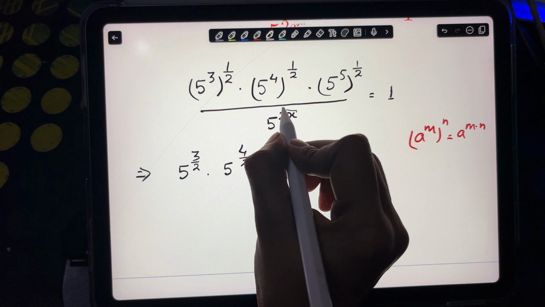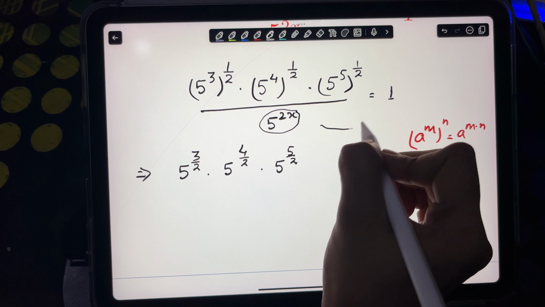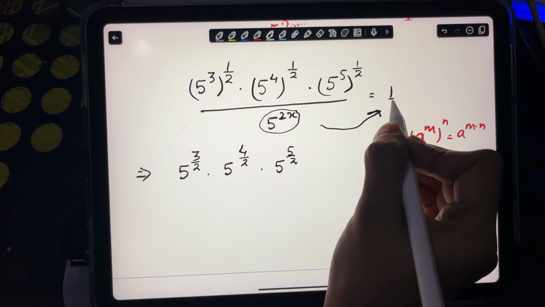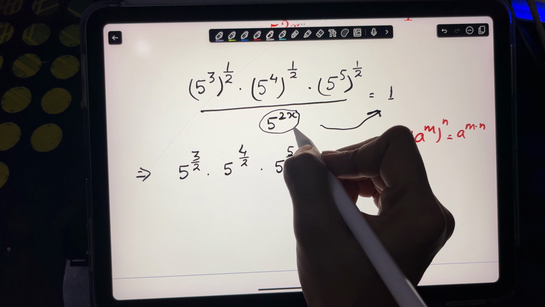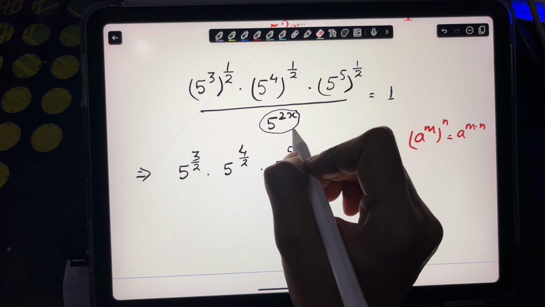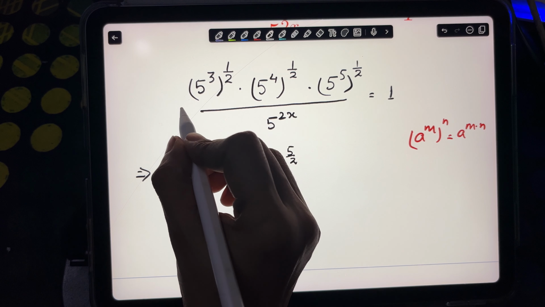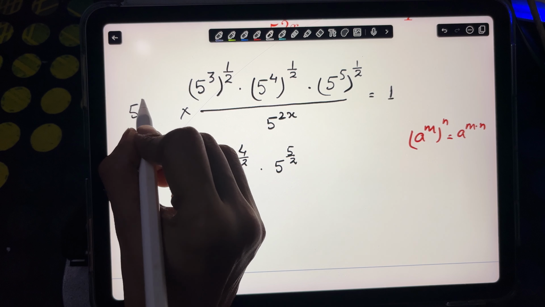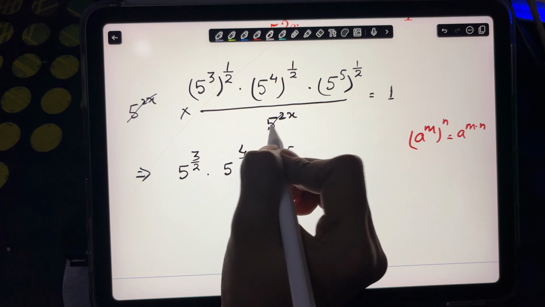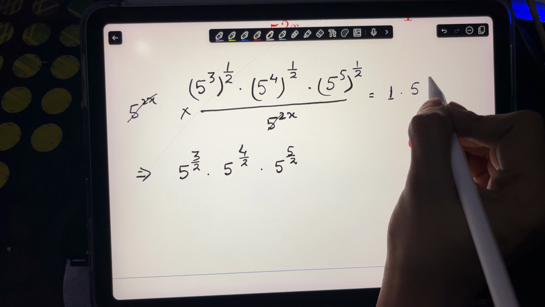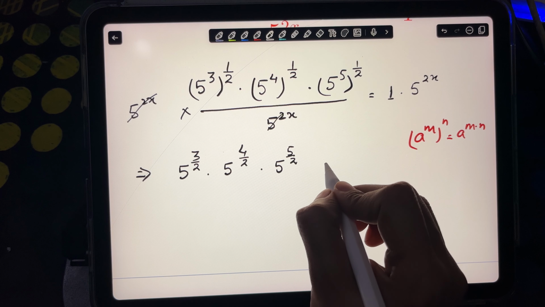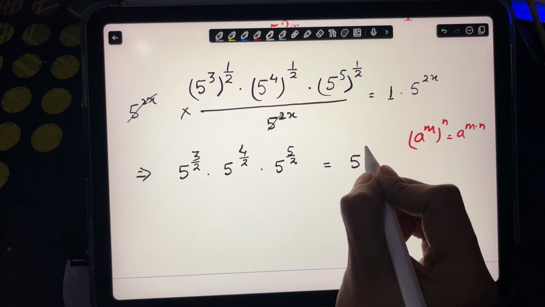Now, if we send 5 to the power 2x to the right hand side, it will be multiplied to 1 because it is here in division. This is called reciprocal action. Or we can multiply both the sides by 5 to the power 2x. Then this and this get cancelled. And here we multiply 5 to the power 2x. So it is equal to 5 to the power 2x.